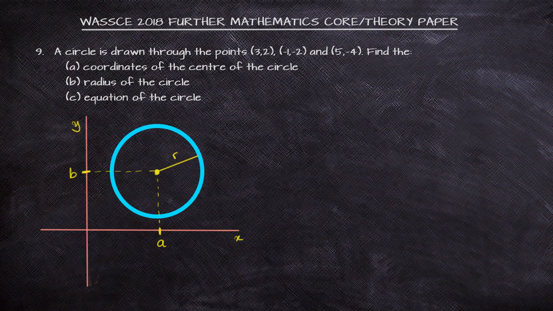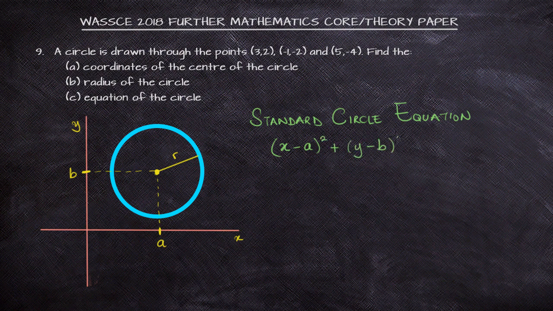And with this, there is a general format of the equation of a circle that is well accepted. It's called the standard circle equation, and the standard circle equation was derived from this diagram. Without going into the details of derivation, it is given as (x minus a) all squared plus (y minus b) all squared is equal to the radius squared, r squared.